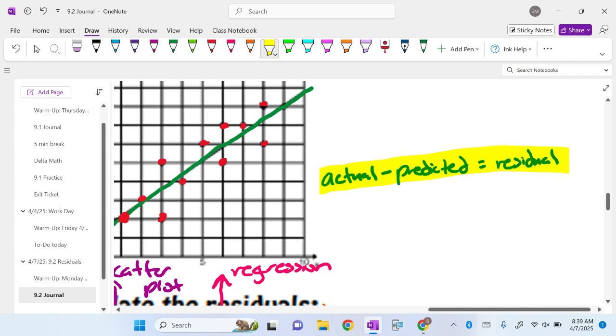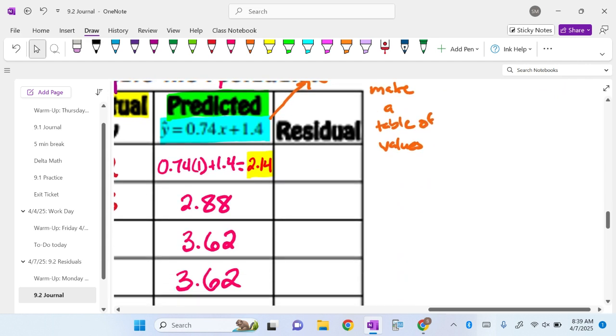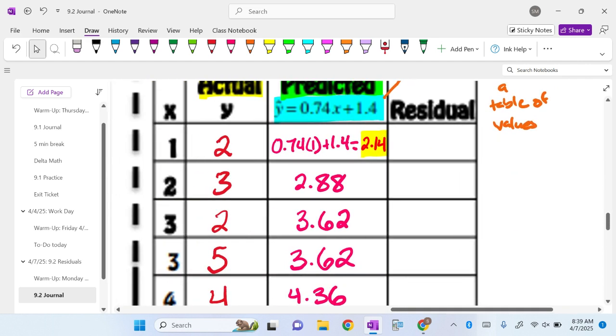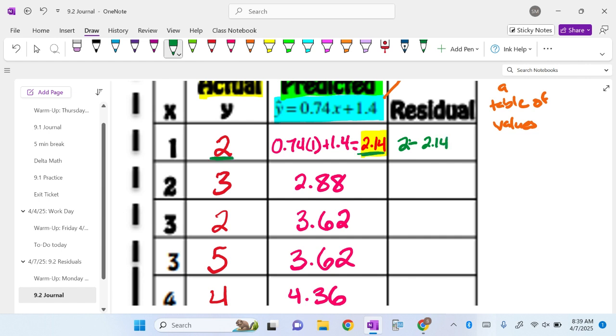So you may want to grab a TI for this, or you can use Desmos, however you want to do it. So if I do the actual minus predicted, that means I'm going to do 2 minus 2.14. That will give me, what do you think? Negative 0.14. So this right here is my residual.